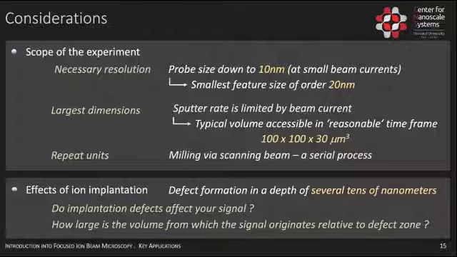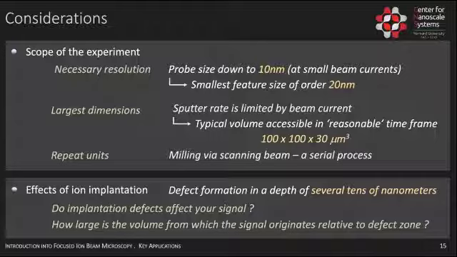One aspect that everybody has to think about is the defect formation in the area that has been cut. As you saw, the gallium ion is entering the sample to a certain depth, several tens of nanometers. And so you have to ask yourself, do these implantation defects affect your signal? For example, this is often a problem with optical measurements where the defects generate so much signal that it overwhelms the actual signal that you are interested in.